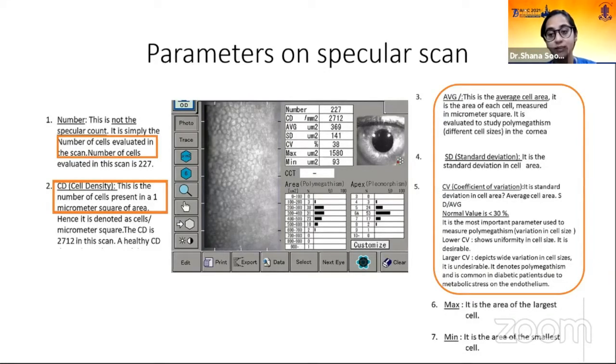Coefficient of variation is the standard deviation in cell area divided by average cell area. The normal value is less than 30%, and it is the most important parameter to measure variation in cell size. A low coefficient of variation shows a uniform cell size and it is desirable. A large coefficient of variation shows a wide variation in cell sizes and it denotes polymegathism and is common in diabetic patients due to metabolic stress on the endothelium. Next parameter is the max and the min. The maximum is the area of the largest corneal endothelial cell, and the minimum is the area of the smallest corneal endothelial cell.